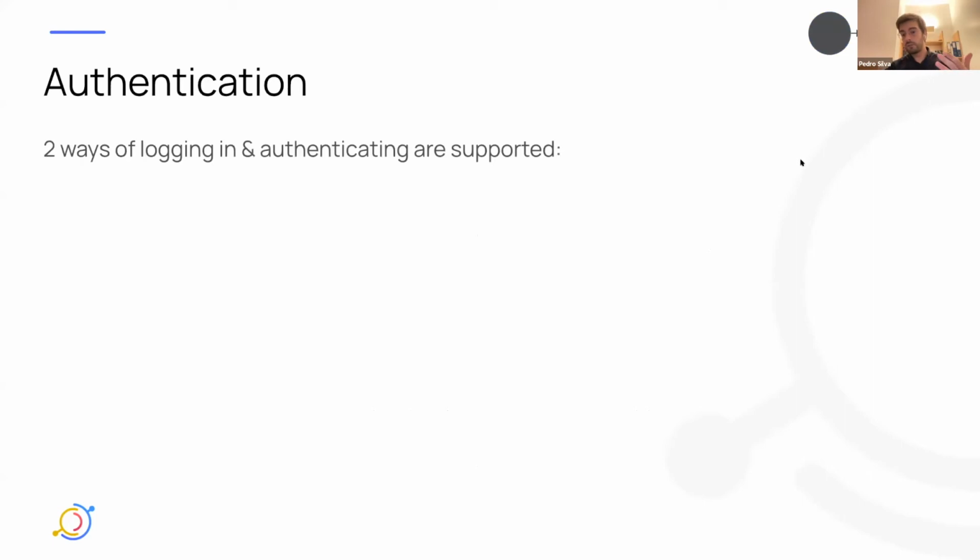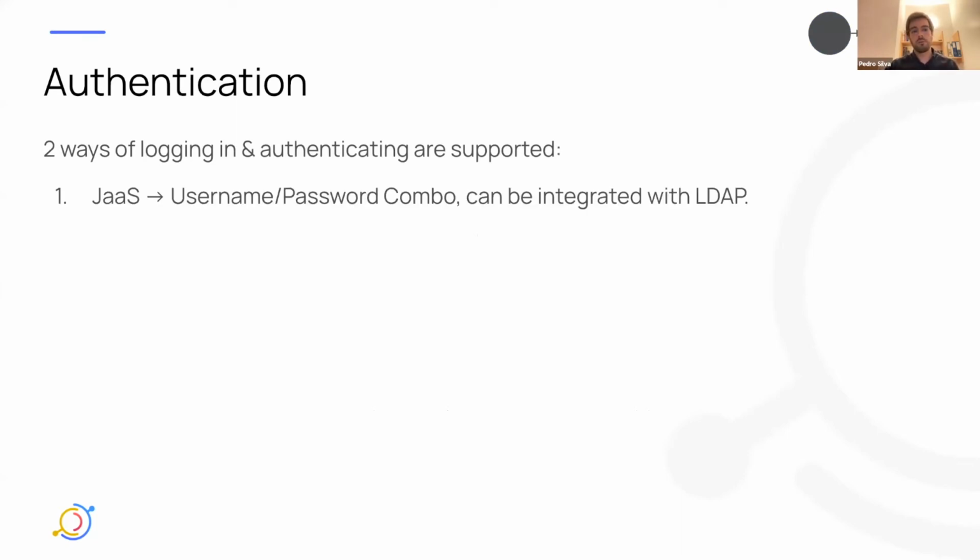So moving on from that, step 2 in this process is authentication. DataHub currently supports two ways of logging in and being authenticated, which are JAAS, so your typical user password combination that you can integrate directly with LDAP, or alternatively SSO. So again, accessing an identity provider to get user information and have that to identify this entity that has connected to DataHub and is doing searches or is running metadata ingestion.